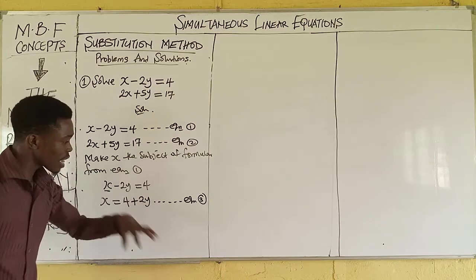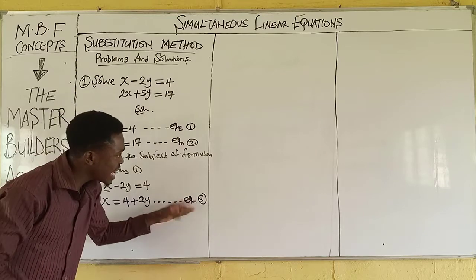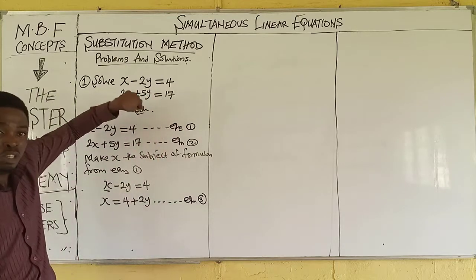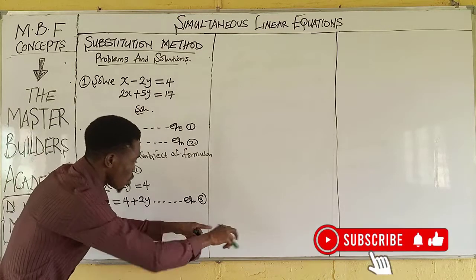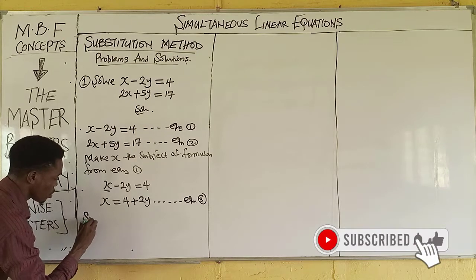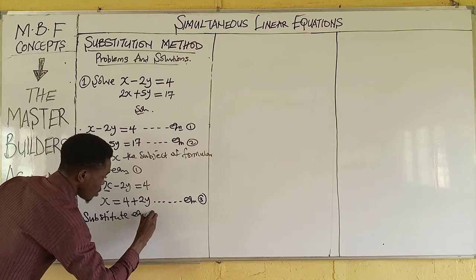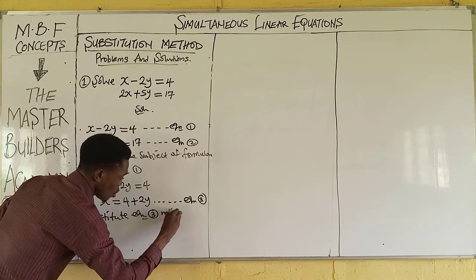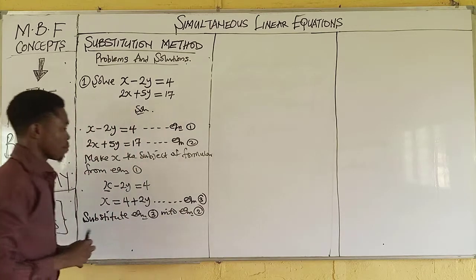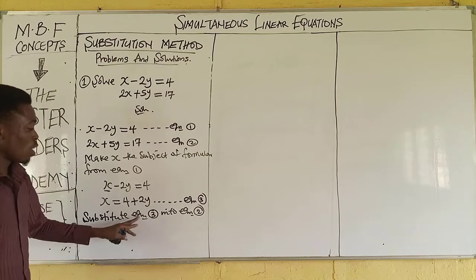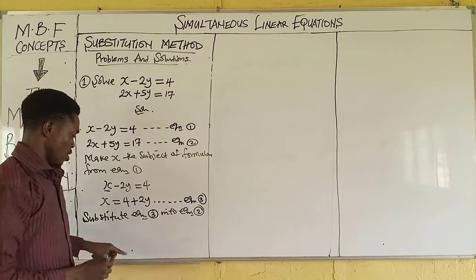Are you there? So in this case, we made equation 3 from equation 1. Hence, we are going to substitute equation 3 into equation 2, no longer equation 1, because equation 1 has already been used. So all you just need to look at is to say substitute equation 3 into equation 2. It's as simple as that. We have already used equation 1. Now we want to use equation 3. So we are putting equation 3 into equation 2. So guys, it's as simple as this.